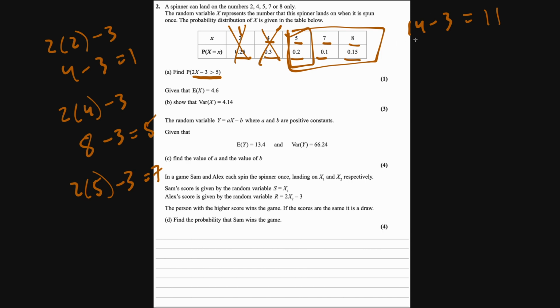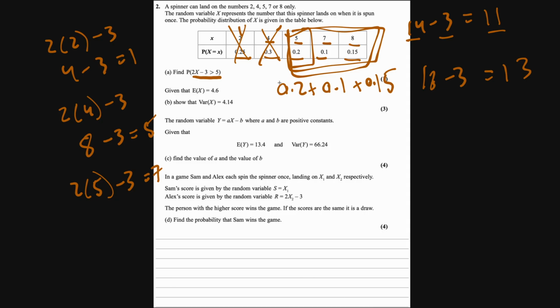7 multiplied by 2 is 14, minus 3 is 11, and 11 is greater than 5. 8 multiplied by 2 is 16, minus 3 is 13, which is greater than 5. So these three values right here match our criteria of 2x minus 3 being greater than 5. Therefore, we add their probabilities. So 0.2 plus 0.1 plus 0.15. And these three probabilities added together is 0.45, which is the answer of the first part.